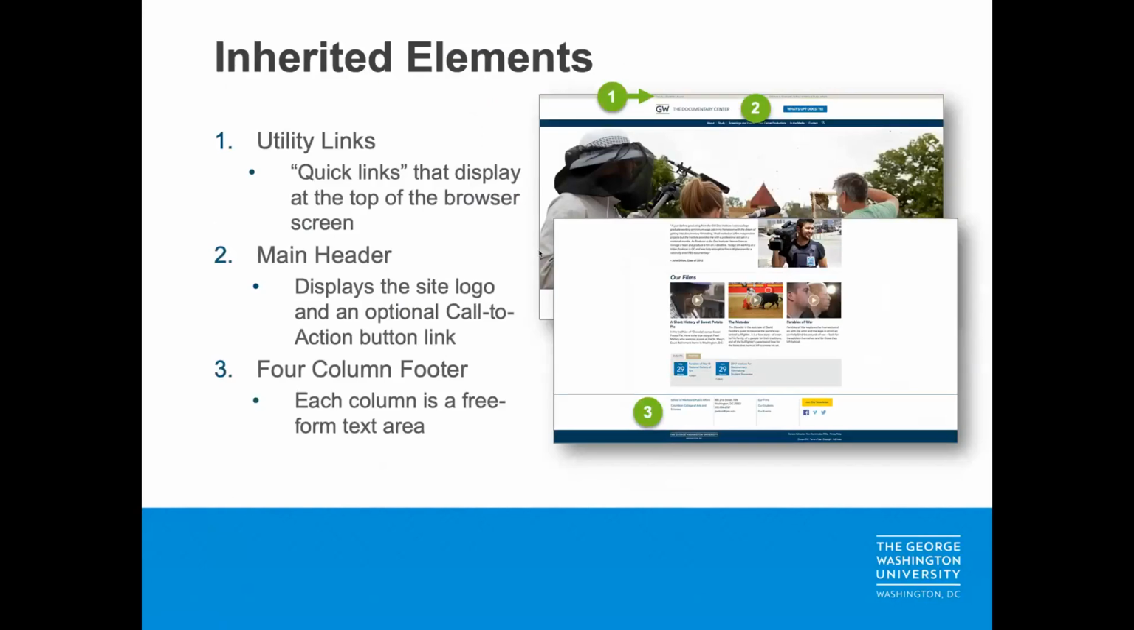And so what those elements are, your utility links, it's an optional element that will display at the very top of your web page in this buff bar that you see here, and it supports some quote-unquote quick links that you can display in that area. So links that you want people to always have access to, but you don't necessarily want to create a whole page dedicated to them or have them in your sidebars in some capacity. You can place them in the utility links above the header of your page.